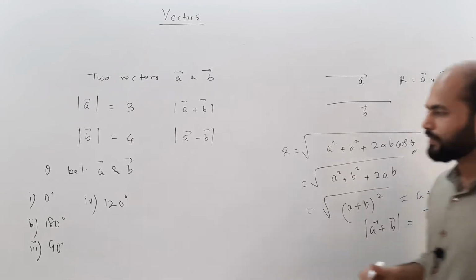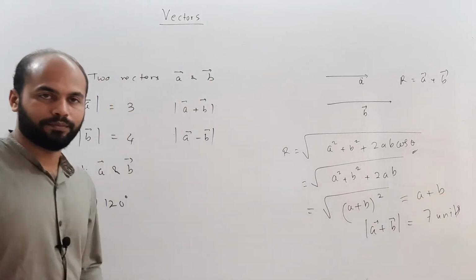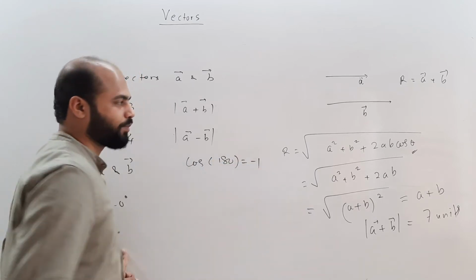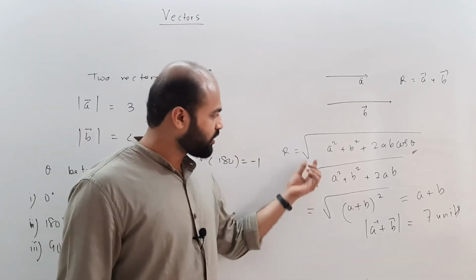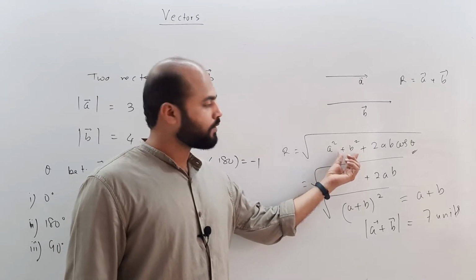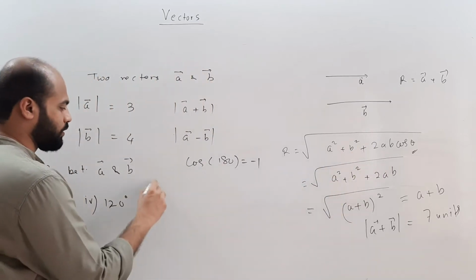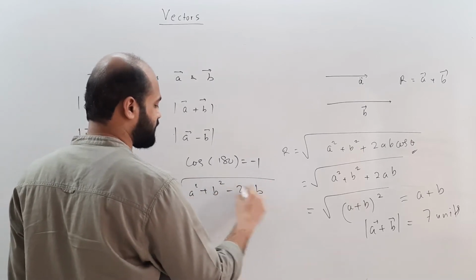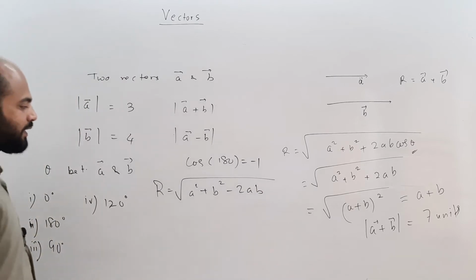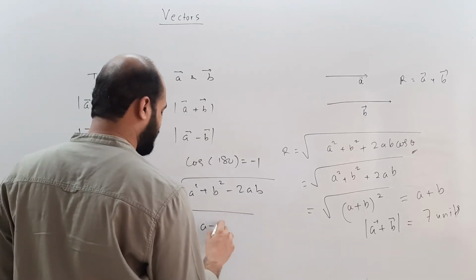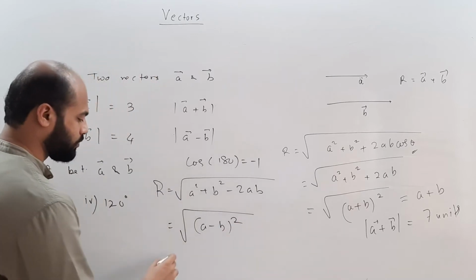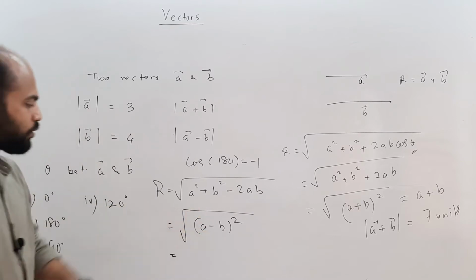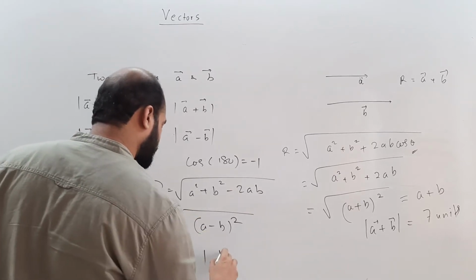In the second case, a slight change will happen. We know that cos of 180, from our knowledge of trigonometry, is minus 1. So the resultant will change as A square plus B square minus 2AB. And we'll get it as A minus B the whole square. So in this case, it's just going to be 3 minus 4, so the root of it would be 1.